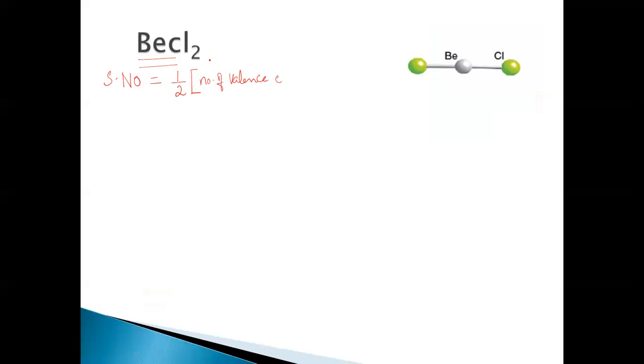So the number of valence electrons plus the number of atoms attached by means of single bonds, plus the negative charge if it has any, minus the positive charge if it has any. These are the charges, okay? If it is a negative charge, just add them, and if it is a positive charge, let's subtract them.